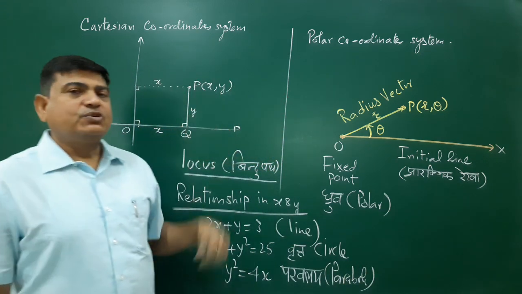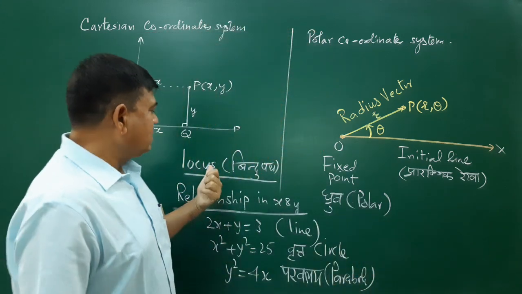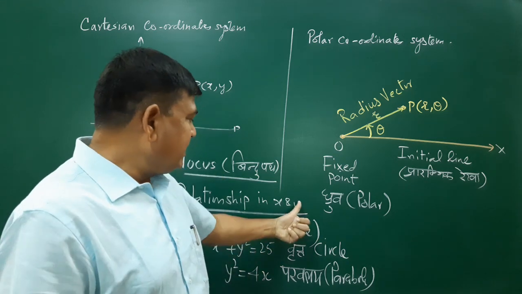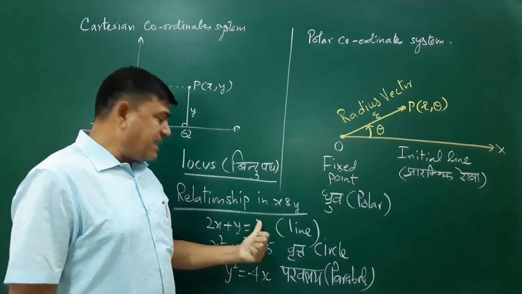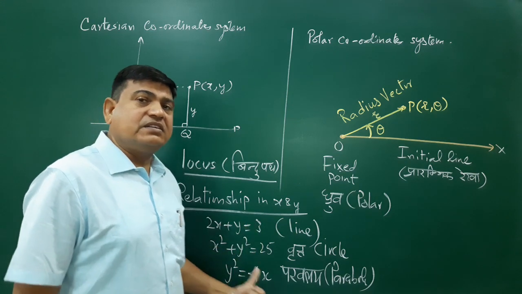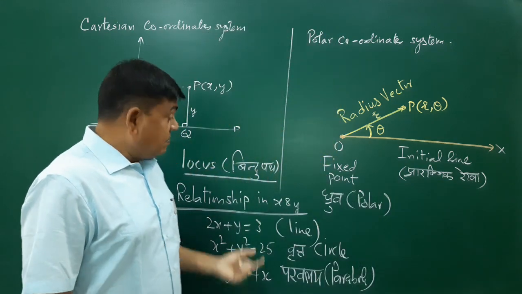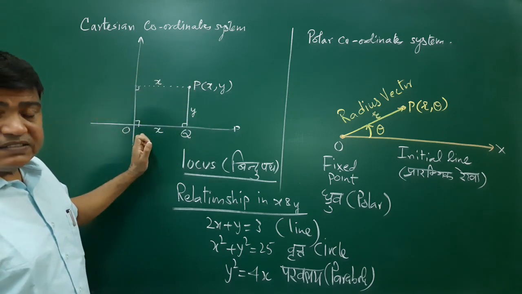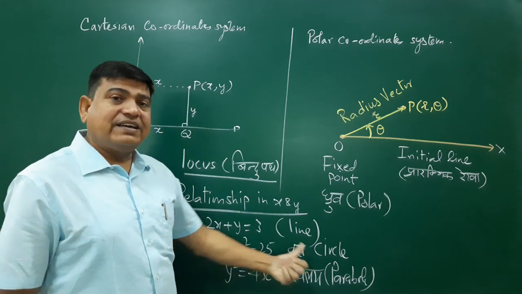So if this point moves with certain conditions, then the path obtained is known as locus, and mathematically it will give you a relationship in x and y. If you draw the graph of this, then it is a line, this is a circle, and this is a parabola. In class 11th and 12th, you people know this particular one. But remember, this point moves in the xy plane in the Cartesian coordinate system. So the relationship is obtained in x and y.